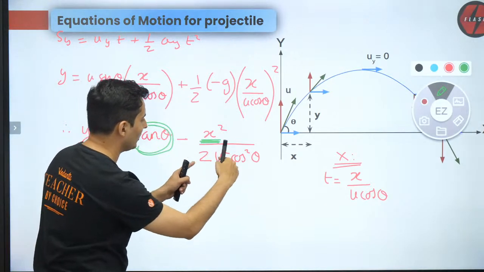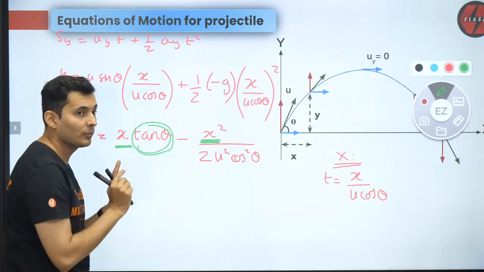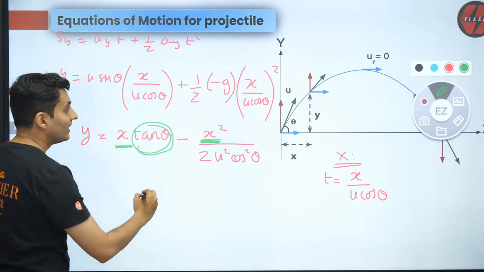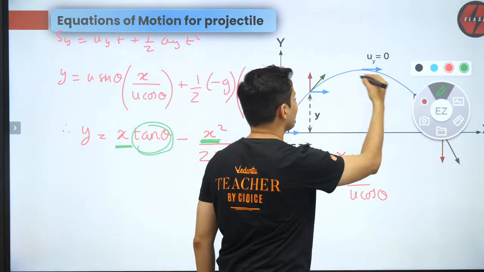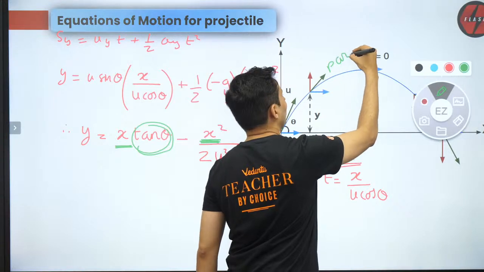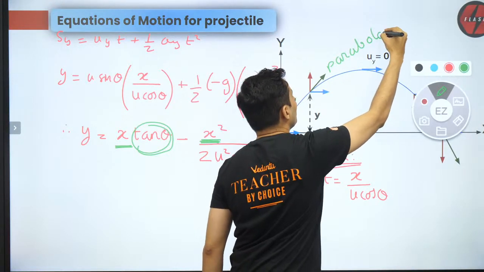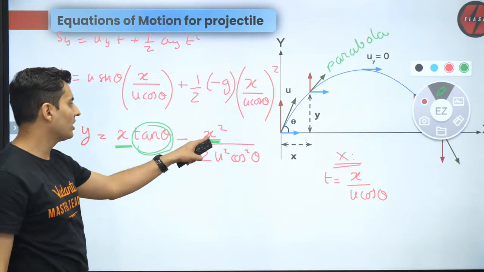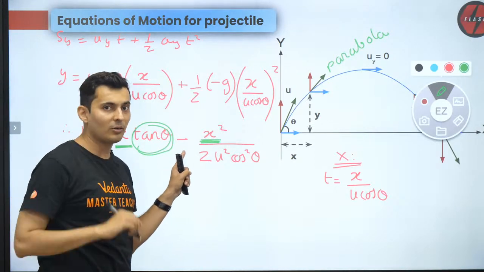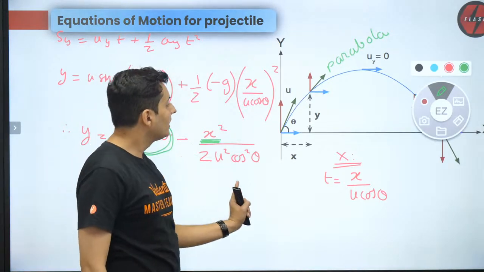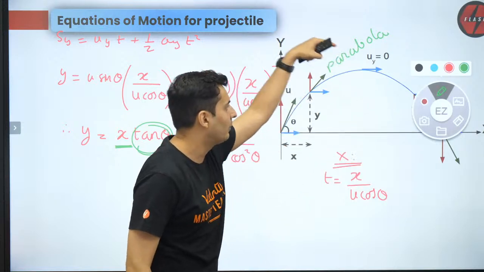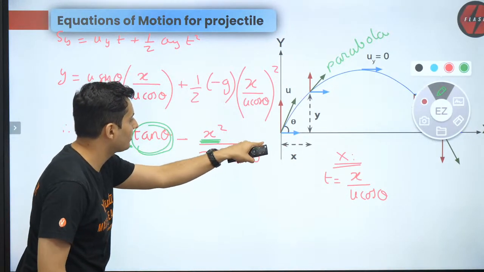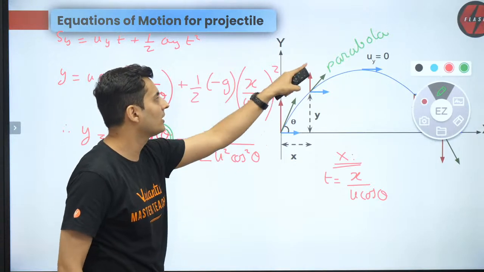Even this are constants for a particular theta and u. So what does it mean? This path is nothing but a parabola, because any quadratic equation's graph is a parabola. And notice the coefficient of the square term. You would have learned this in quadratic. If it is negative, it is an inverted shaped parabola. And because there is no constant term here, it is passing through the origin.